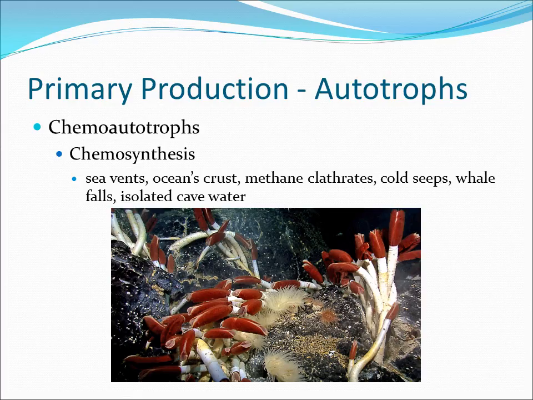Primary production in the oceans is also conducted by the chemoautotrophs, and they're using chemosynthesis. So they're oxidizing inorganic compounds with nutrients and carbon molecules to create their organic molecules. And they don't need sunlight. They live at extreme depths in the ocean, so near sea vents, the ocean's crust, inside the crust, cold seeps, whale falls, or isolated cave water. And their populations are much, much smaller than the phytoplankton.